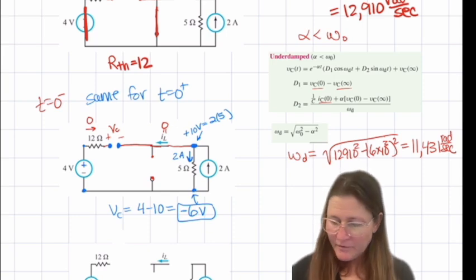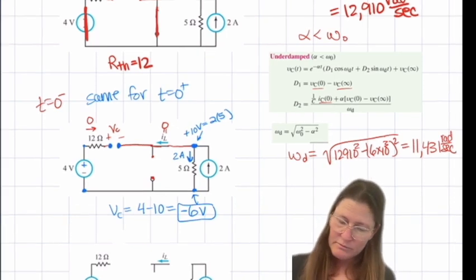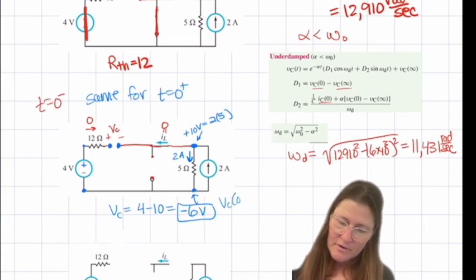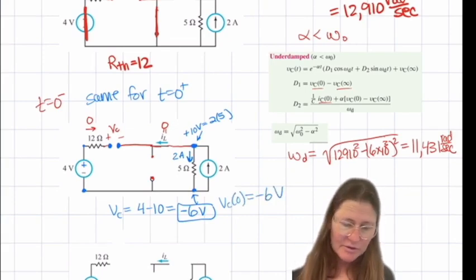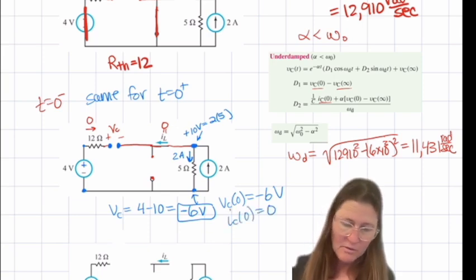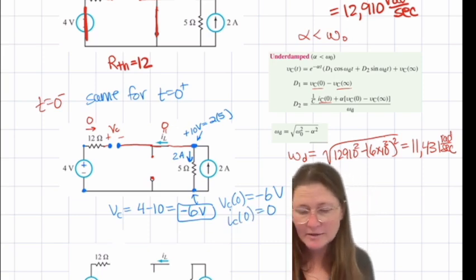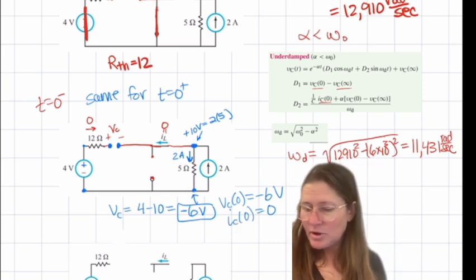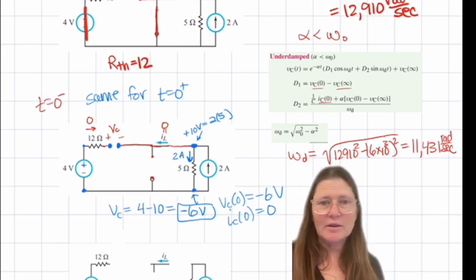So we're going to have VC of 0 is going to be minus 6 volts. IC of 0 will be 0. And IL of 0 is 0.2. Those are the values we need as the IC of 0 and the VC of 0.